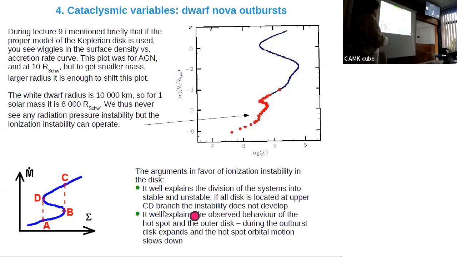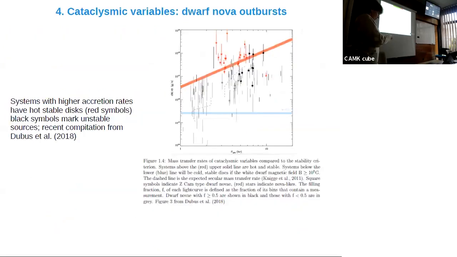So this kind of mechanism well explains the observed behavior of the hotspot, because during the outburst the accretion disk expands, because the accretion rate rises in the innermost part of the disk, and this leads to extra expansion, as we discussed when I discussed the global evolution of an accretion disk. And also, it explains why some systems actually do not show dwarf novae outbursts. If they have higher accretion rates, they are just stable. This is a diagram which shows orbital period and accretion rate.